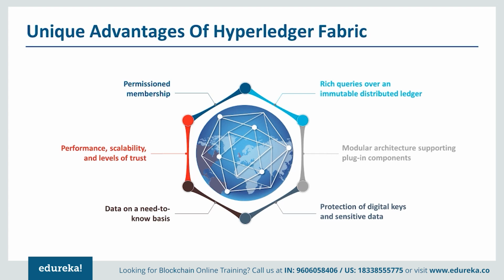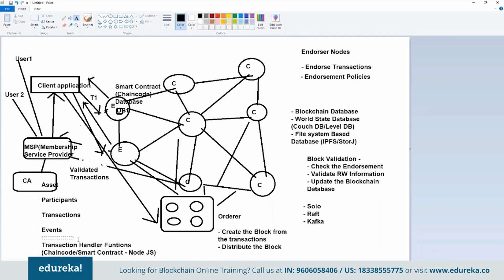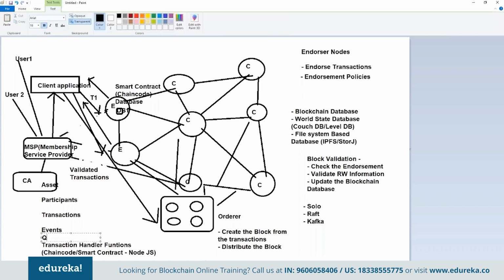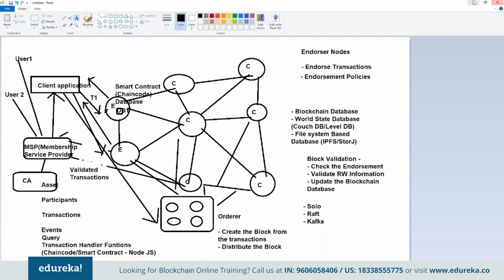One, you have permissioned membership. You have rich queries over an immutable distributed ledger. So you can write a query file. I think I missed it here. Apart from assets, participants, transactions and events, you can also define queries. Query is a special file where you can define SQL-like queries of what information you are expecting from this blockchain at any point of time. Those are your queries, and those are rich in nature because you can define simple SQL-like queries for reporting purposes. Then you have the modular architecture supporting plug-in components.